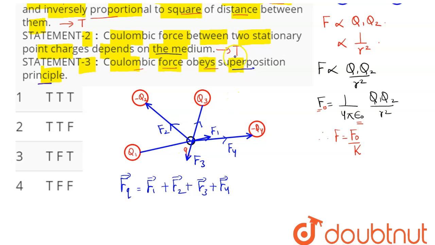So here these all forces superposed, let's say, and the resultant force is simply the vector sum of all these forces. Hence we can see statement 3 is also true, and true, true, true means we can see here option number 1, that is true, true, true is the correct answer. So option number 1 is our answer.